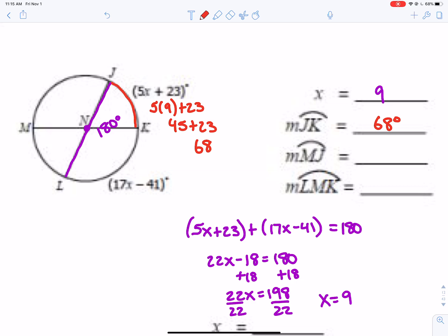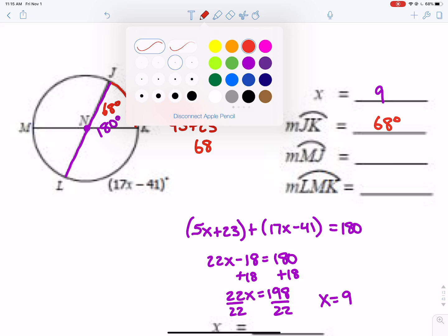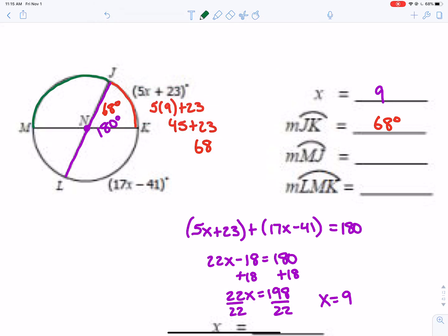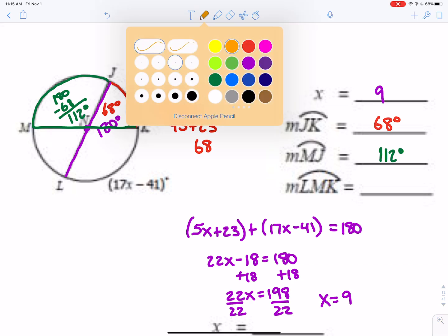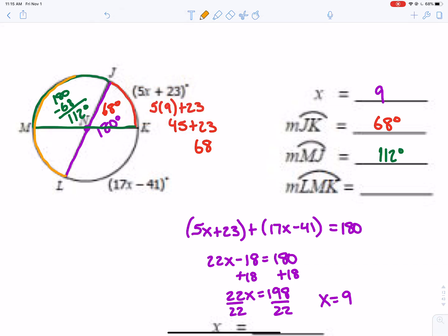MJ, let's see, so if that is 68 degrees, then MJ, which helps to form that semicircle with the 68, would be 180 minus 68, which is 112 degrees. And then we need the measure of arc LMK. So L to M to K would be everything except for this angle. And we know that this angle is vertical with the 112 we just found. So we could say 360 minus 112, which would give us 248, because this would be 360 minus the 112.